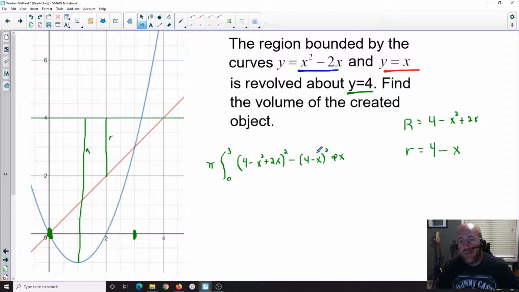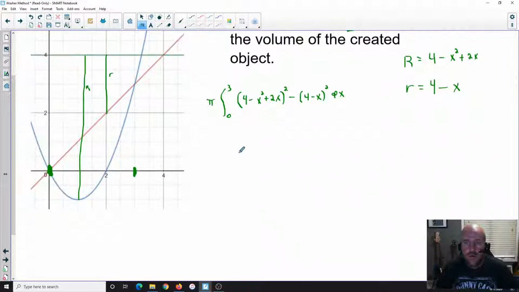If it's a non-calculator problem, then we actually have to go through some algebra to clean this up before we can integrate. So I'm going to go ahead and walk you through that. If you don't think you need help on that, you can skip ahead. So now we have a trinomial times a trinomial.